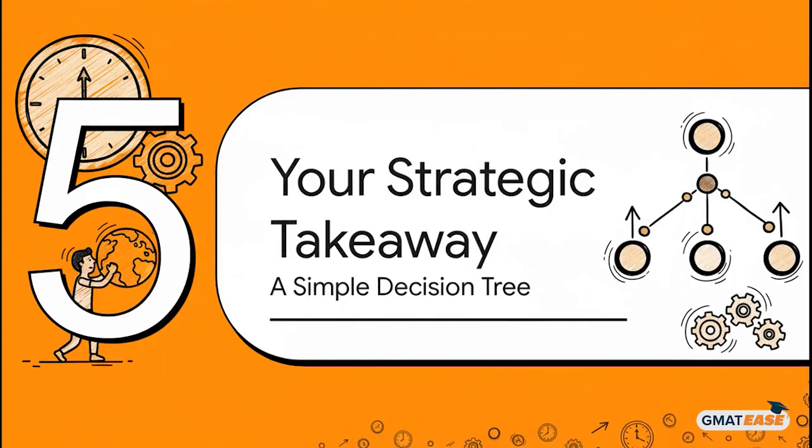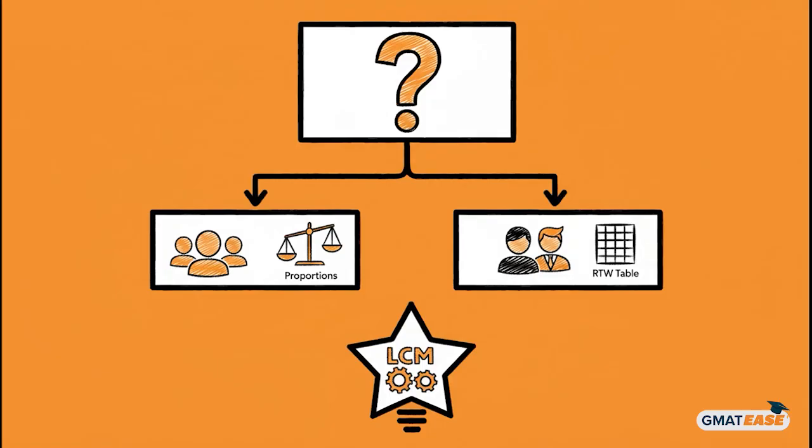Okay, so let's tie this all together into a bulletproof strategy for test day. You can forget all the confusion. From now on, this is your decision tree for any time and work problem that comes your way. Here it is, your playbook. It's a really simple process. Step 1, you ask the big question. Are the work rates the same or are they different? If they're the same, you know it's a group work problem, so you use proportions. If they're different, it's independent work, and you use that RTW table. And of course, always remember that pro tip, use the LCM for the work number to dodge fractions and just make your life way, way easier.